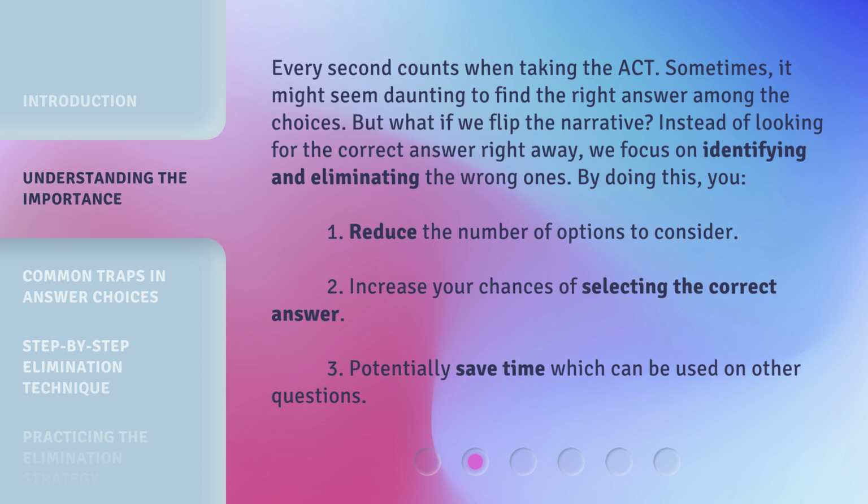Sometimes, it might seem daunting to find the right answer among the choices. But what if we flip the narrative? Instead of looking for the correct answer right away, we focus on identifying and eliminating the wrong ones. By doing this, you: 1. Reduce the number of options to consider. 2. Increase your chances of selecting the correct answer. 3. Potentially save time which can be used on other questions.